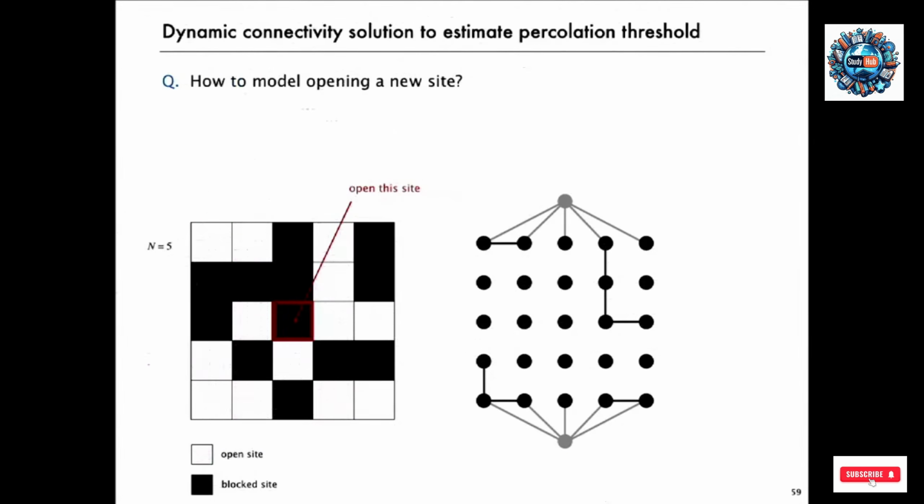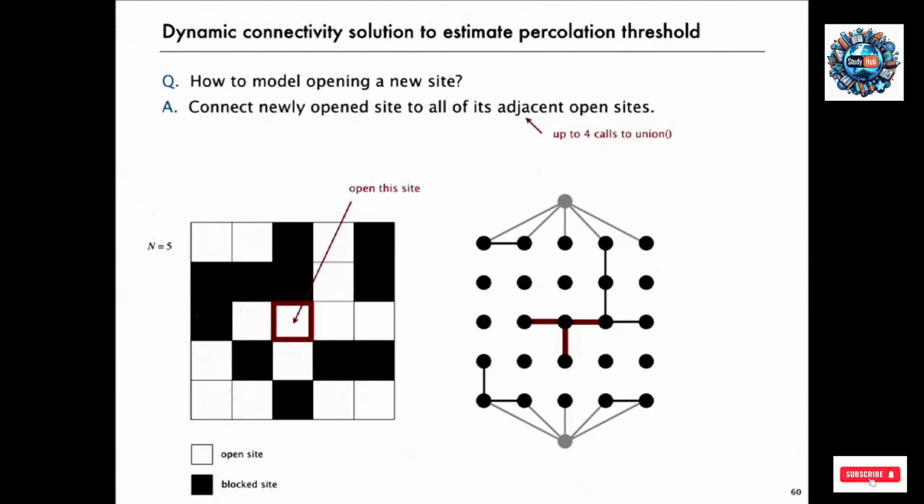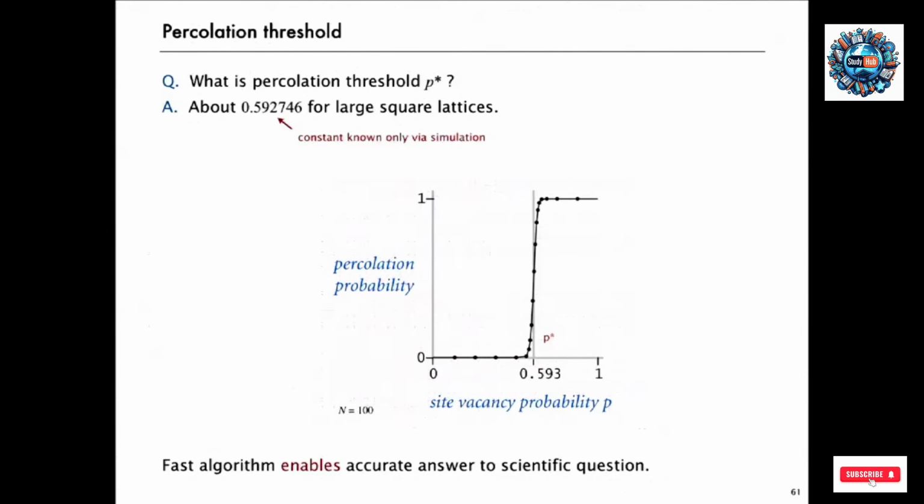So how do we model opening a new site? Well, to open a site, we just connect it to all its adjacent open sites. So that's a few calls to union, but that's easy to implement. And then with that simple relationship, we can use exactly the code that we developed to go ahead and run a simulation for this connectivity problem.